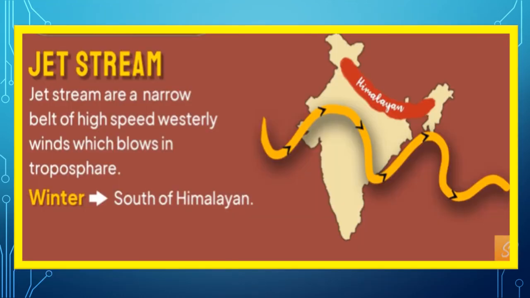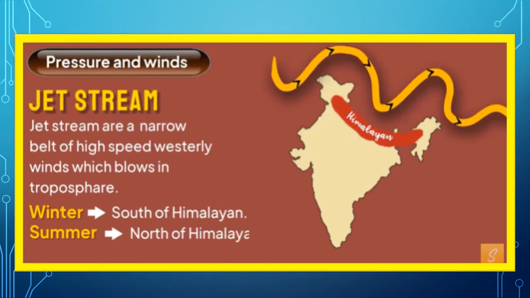Now this subtropical jet stream, in winter, blows towards the south of the Himalayas, below the Himalayas. And in the summers, the jet stream blows over the north of the Himalayas. So you see it shifts from south of the Himalayas in winters to north of the Himalayas in summer.